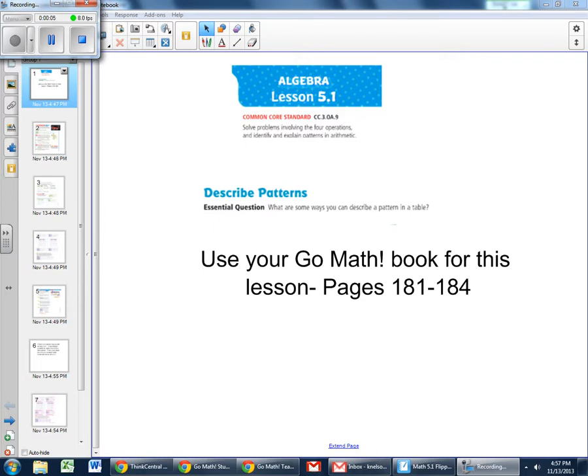Today we're starting Unit 5. We're working in the Common Core Standard of solving problems involving the four operations and identifying and explaining patterns. So we're looking for those patterns again, not just being able to solve the problem. You are going to use your Go Math book for this lesson, so please go ahead and turn to page 181. We're going to complete pages 181 through 184 today.